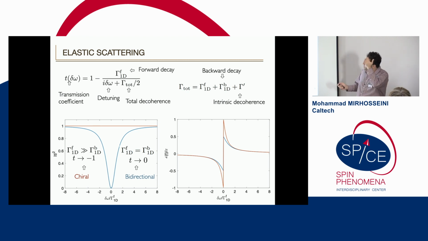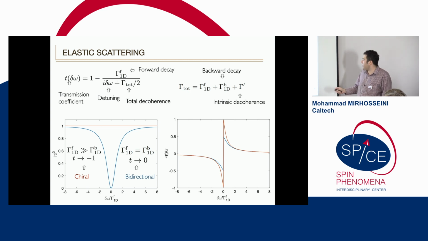Now, interestingly, if you compare the case of a chiral two-level system with a generic two-level system emitting in both right-hand and left-hand side, you can see that the magnitude of the transmission for a chiral system is actually flat. This is in the absence of any intrinsic decoherence, so somewhat of a simplified picture. But interestingly, it doesn't have any resonant feature, whereas the regular bidirectional emitter has this resonant feature. By the way, these are theory curves.